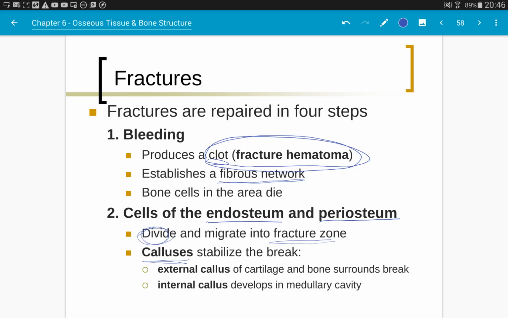You have an external callus and an internal callus. Okay, external callus is made of cartilage and bone, and it surrounds the whole break. And then your internal callus is within the bone itself in the medullary cavity.